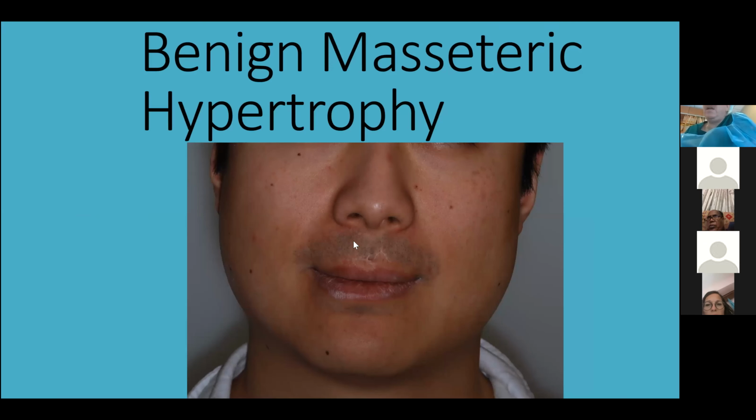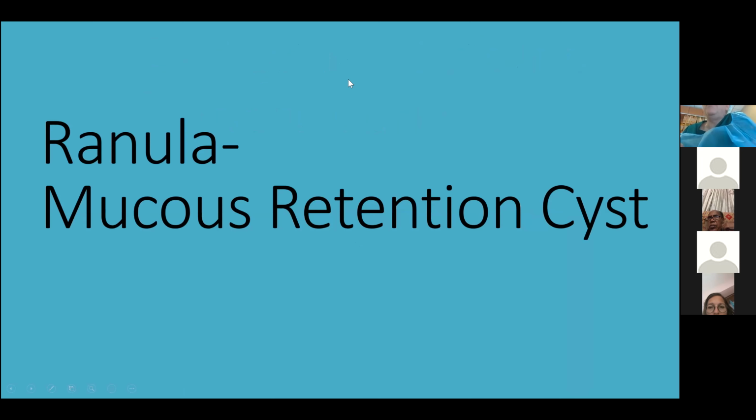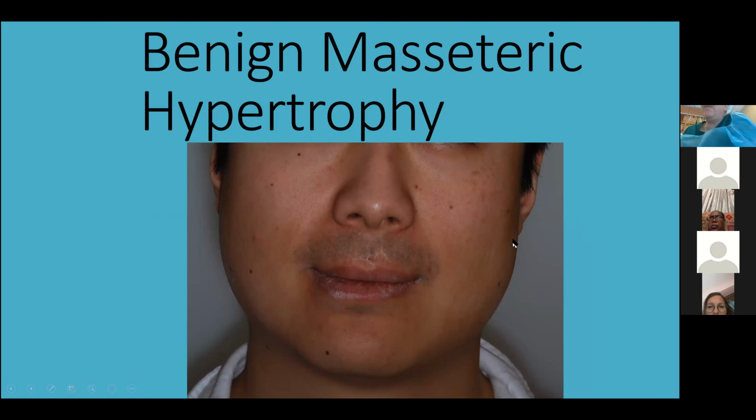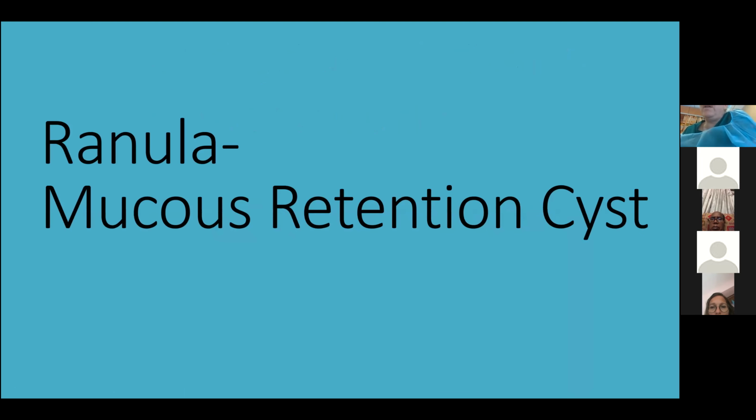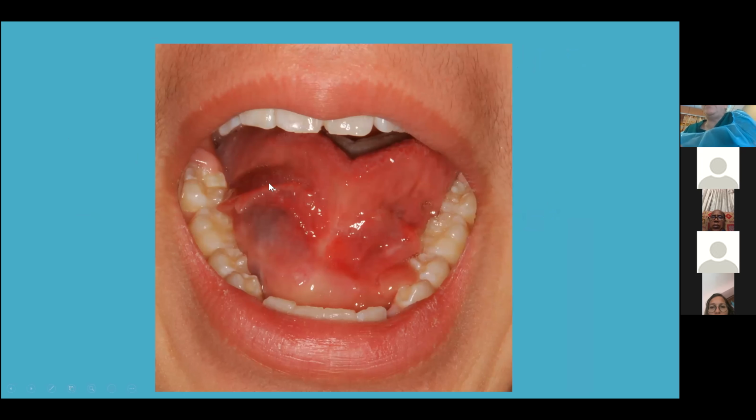Salivary gland disorders can be mistaken for benign masseteric hypertrophy, bilateral masseteric hypertrophy. Nothing to do with parotid disease, but it can look just like bilateral parotid hyperplasia. Ranula or mucus retention cysts can be quite large. Here's a very large one that was a life-threatening emergency.